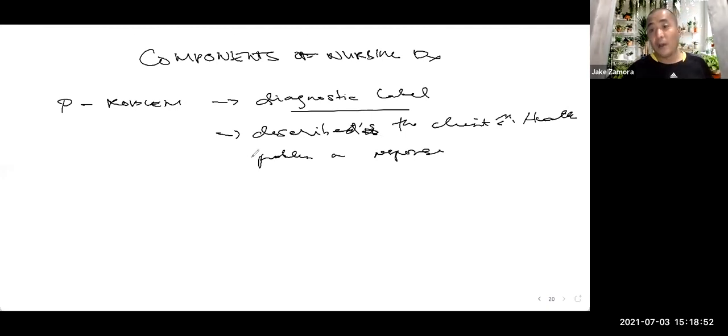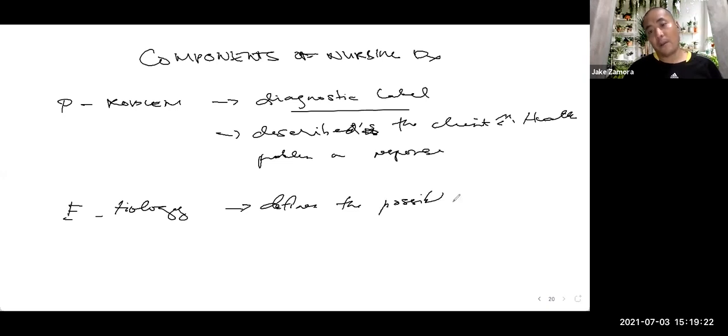So for example, ineffective airway or ineffective breathing pattern. So that is a problem, okay? Then we also have the E, which is your etiology. This is a component that defines the possible or probable cause of the problem.